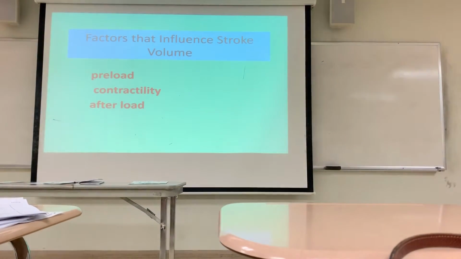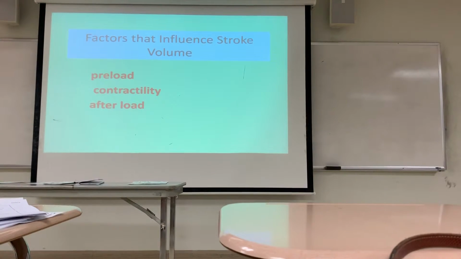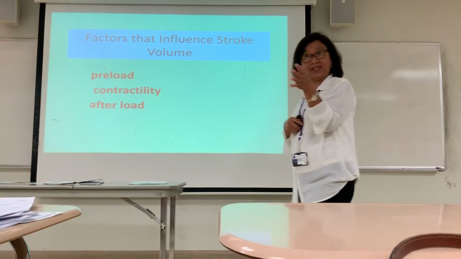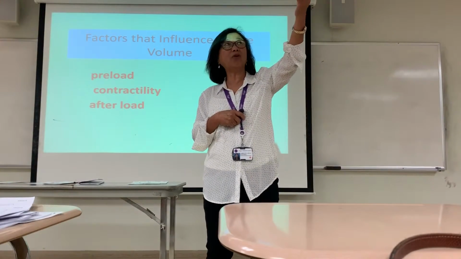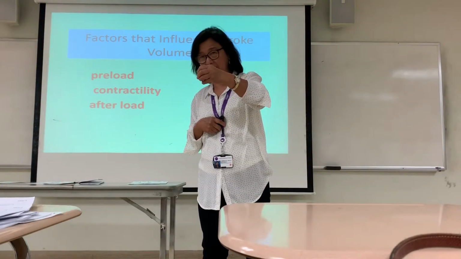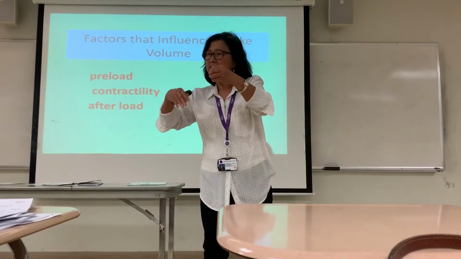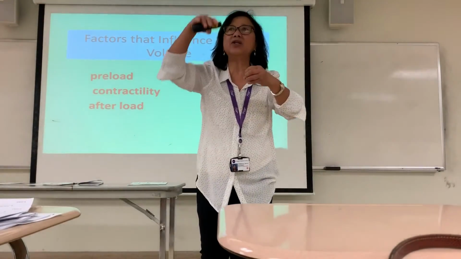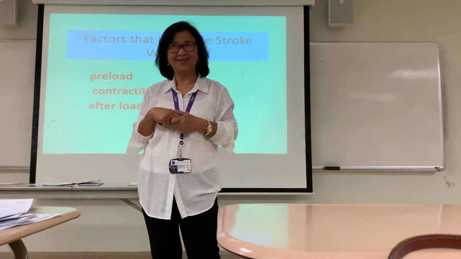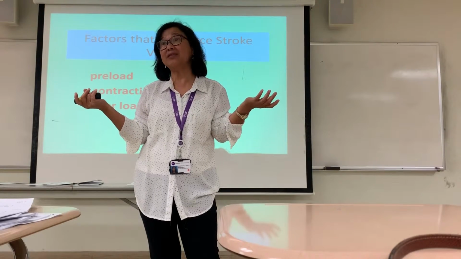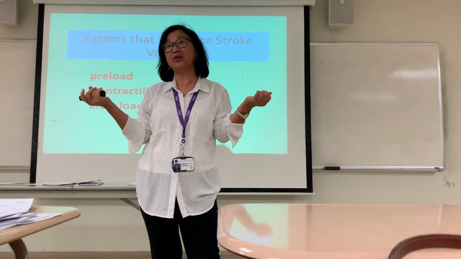Okay, now let's go to the factors that influence the volume. This is very important because volume has to be exact. The volume of blood that comes into your heart from the right atrium has to be the exact volume that comes out to your aorta. If it's not equal, what happens? You have congestive heart failure, so you need a heart transplant.